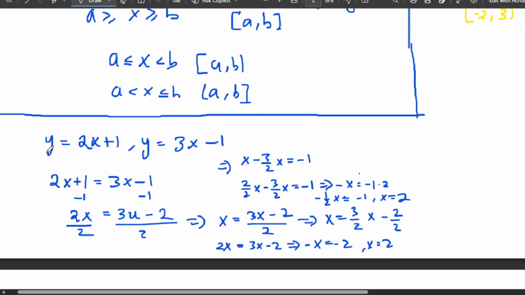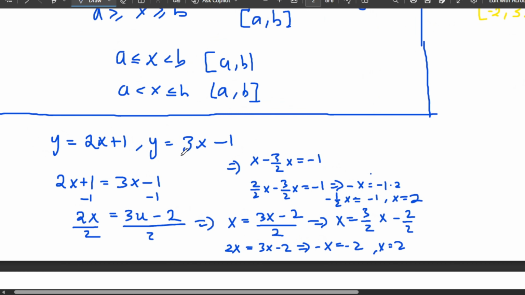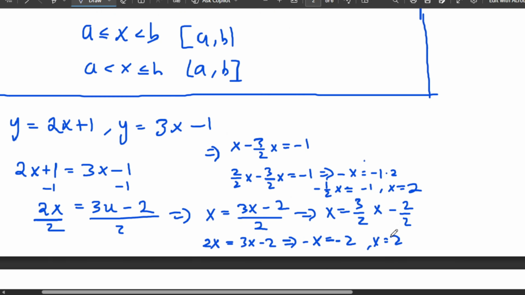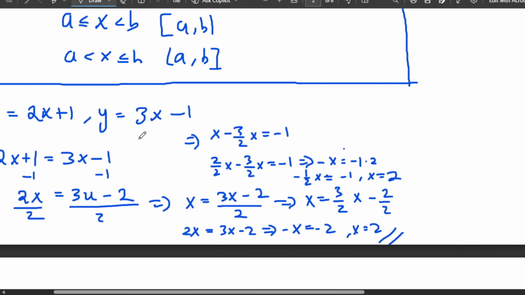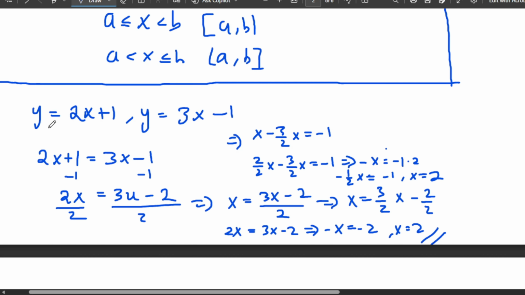So if we have y equals 2x plus 1 and y equals 3x minus 1, we make them the same. Hence, we have x equals 2 as our solution. What does x equals 2 mean? That means if we plug in x equals 2, then these values of y are the same.